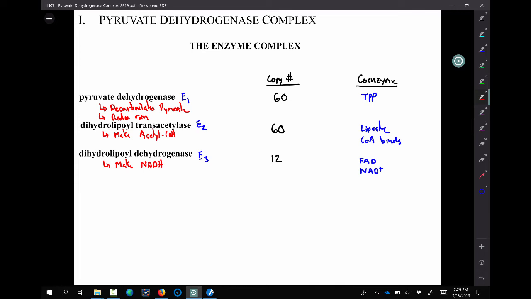Other questions? And I'll expand on that answer a little bit, because we're going to see how one of these coenzymes actually carries some of the substrate around to the other active sites. Okay. Other questions?